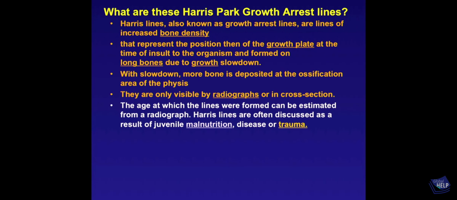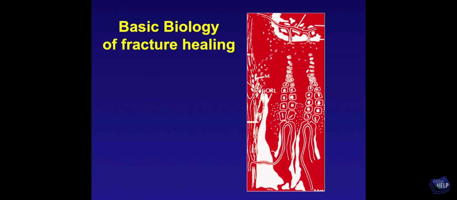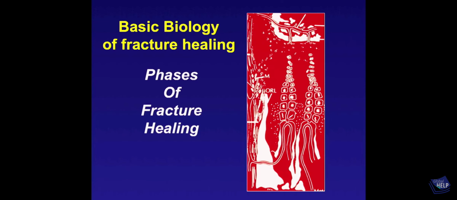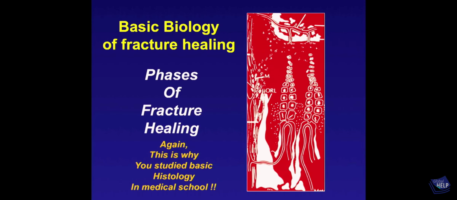It's a good way to tell. It tells you two things. One, it tells you the bone is growing because it migrates away from the physis. And anything that slows down the growth rate can cause them, as we've seen. Now we'll go to the basic pathology of fracture healing, the phases of fracture healing. Again, this is why you studied basic histology in medical school.